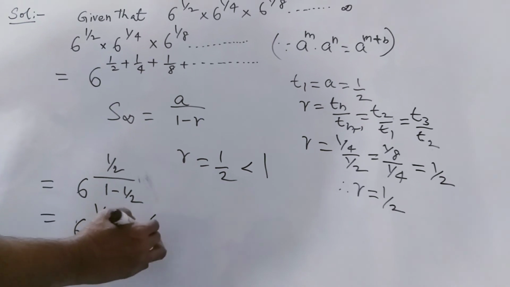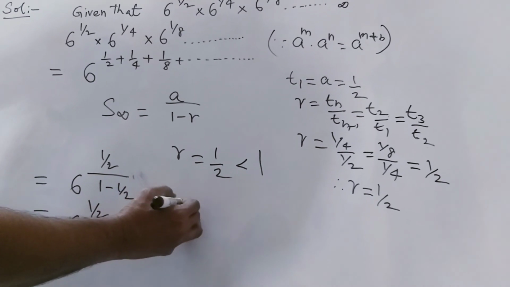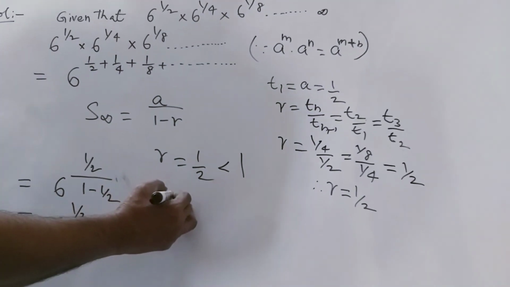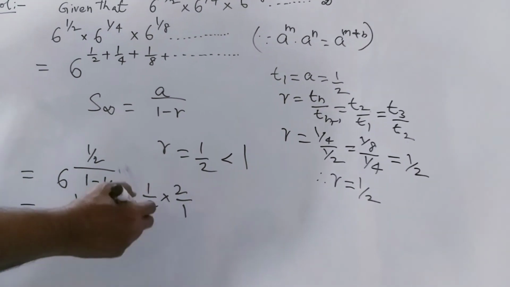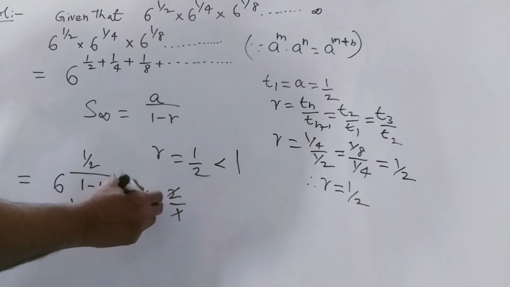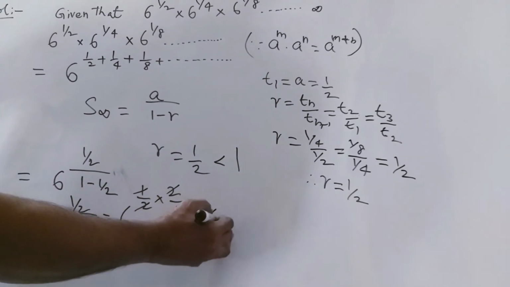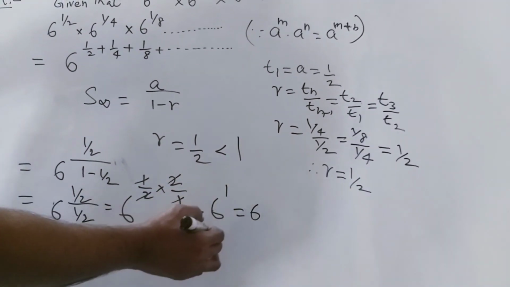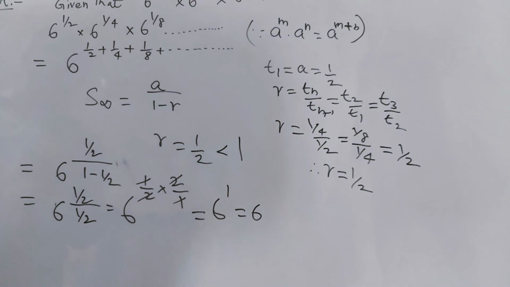This is equal to 6 to the power of 1 by 2 into 2 by 1. So here the 1s cancel, and the 2s cancel. This is equal to 6 to the power of 1, and 6 to the power of 1 is equal to 6.